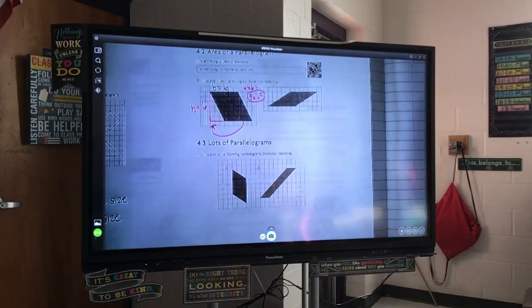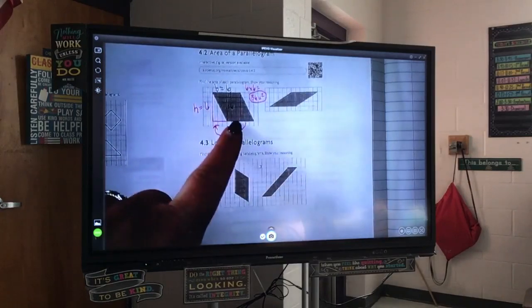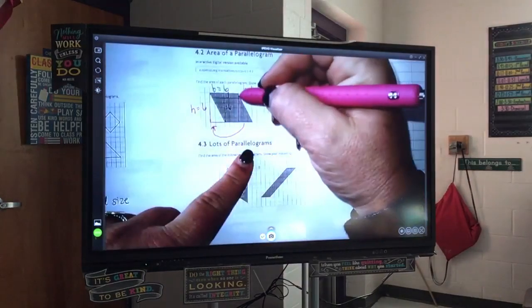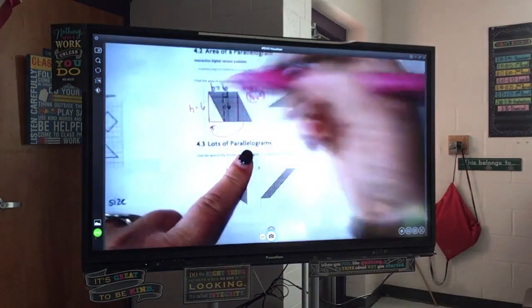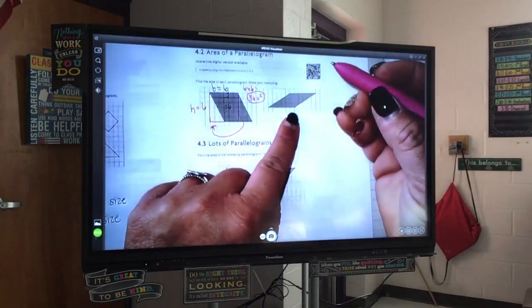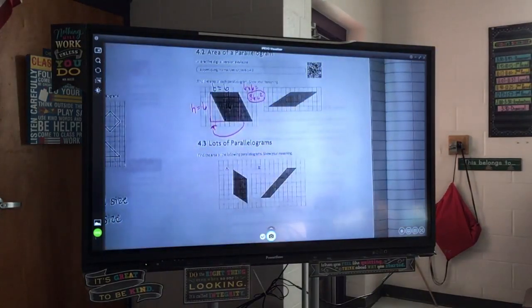Please stop. All right. How many of you guys decomposed? Okay. How many of you guys used the formula? Perfect. All right, have a seat. Now, I'm a little bit confused as I'm looking at this shape, because the last one, I felt like it was super easy. You cut it here, you move it there. But this one, I'm not exactly sure where to cut it.